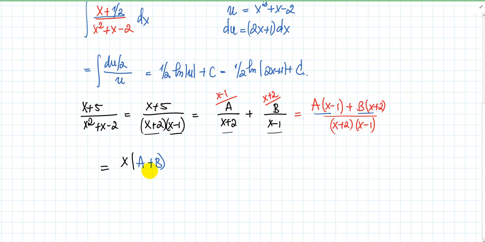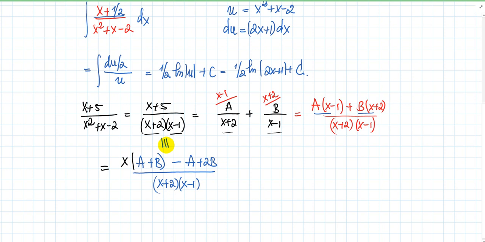So what is the free coefficient here? What is left instead of ax plus bx? We have minus a plus 2b. This is what is left, right? So divided by x plus 2, x minus 1. What I want is to say that these two rational functions are the same, okay? Two rational functions are the same if their numerators are the same and their denominators are the same, okay?